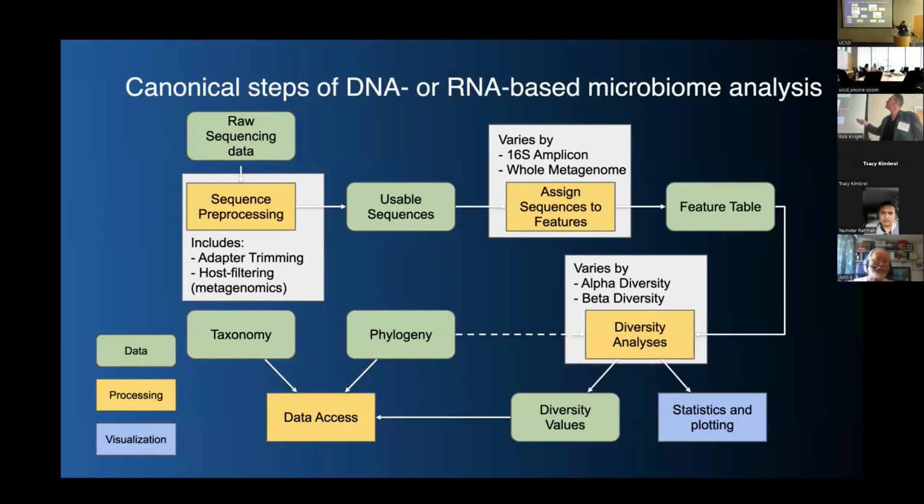So the canonical steps of the workflow for nucleic acid-based sequencing: you get your raw sequence data, you have to do some pre-processing to throw away technical artifacts, which gives you your usable sequences. Then you assign them to features by matching against reference databases typically, which gives you that feature table that I told you about, where for each sample, for each feature, you have a count of that feature. And then you do diversity analyses, which I'll talk about more in a moment. You typically do phylogeny, and then you do various downstream statistical methods, which I'll also say more about in a bit.